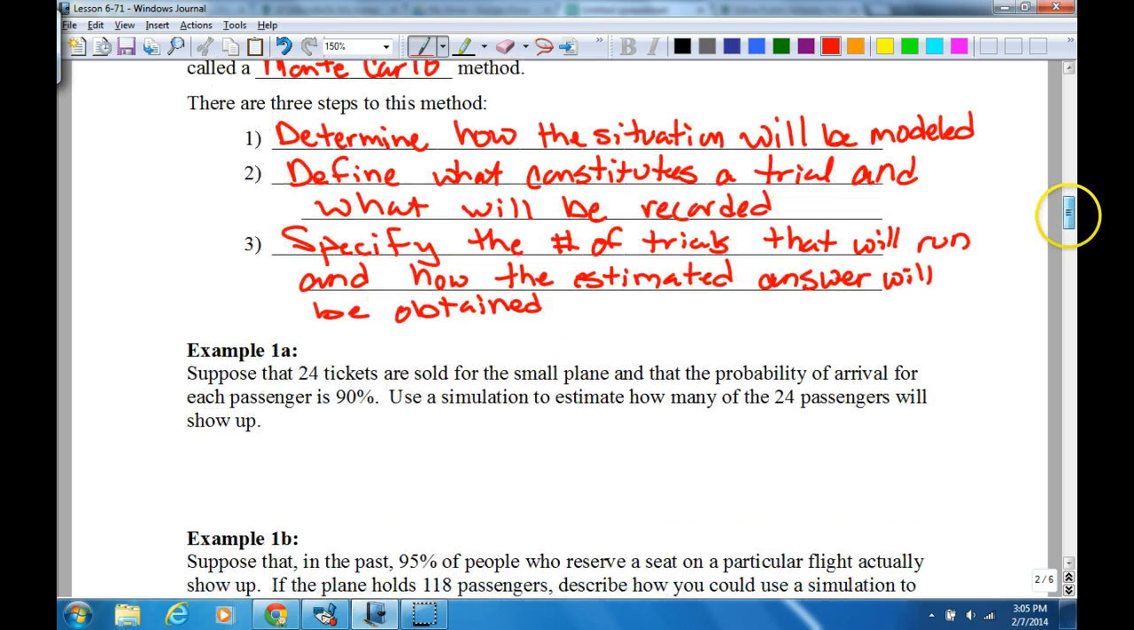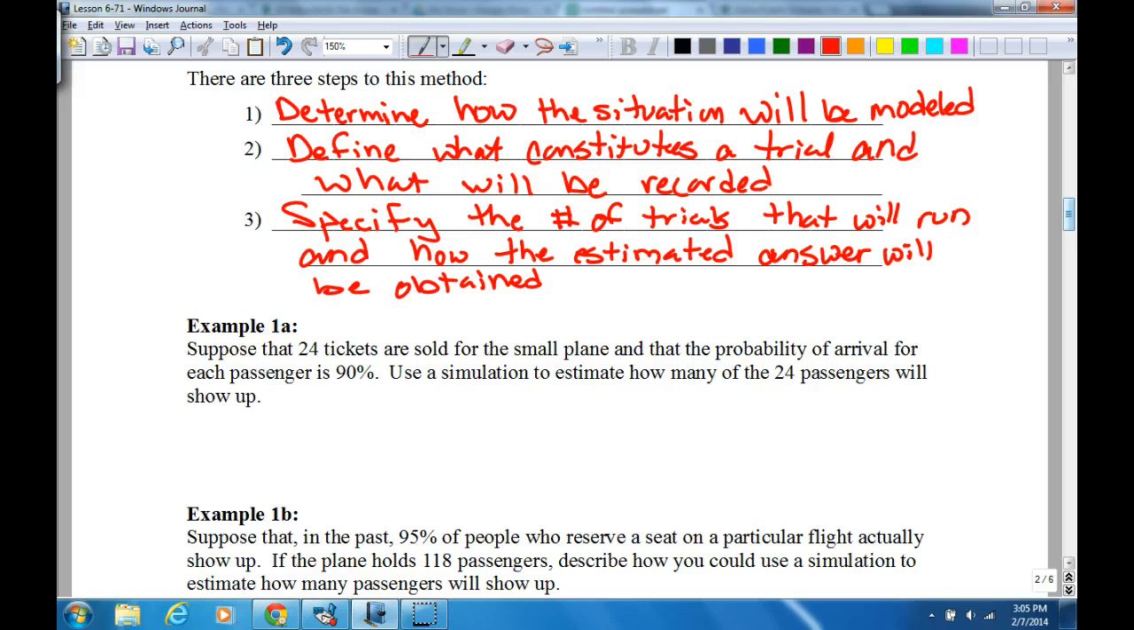Okay, so for an example, we have 24 tickets sold for the small plane, and the probability of arrival for each passenger is 90%. So we want to use a simulation that will estimate how many of the 24 passengers will show up. So basically it's saying 1 out of every 10 passengers are not going to show up for the flight. Okay? So we can use a random number generator. We can use the randInt on the calculator, going from 0 to 9, okay?